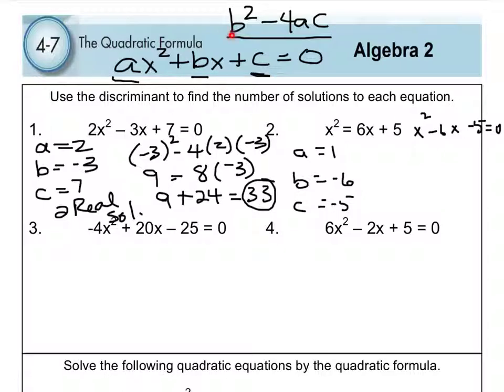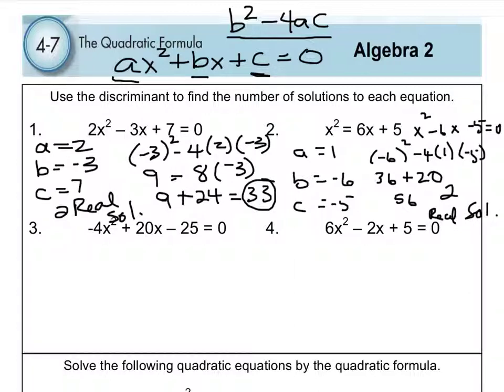And again, I'm going to substitute this into this expression to find the discriminant. So negative 6 squared minus 4 times 1, and c is negative 5. Negative 6 squared is 36. Negative 4 times 1 is negative 4. Negative 4 times negative 5 is positive 20. So I end up with 56. Is 56 greater than, less than, or equal to 0? It's greater than 0, so I have 2 real solutions. I'm going to have 2 real answers.